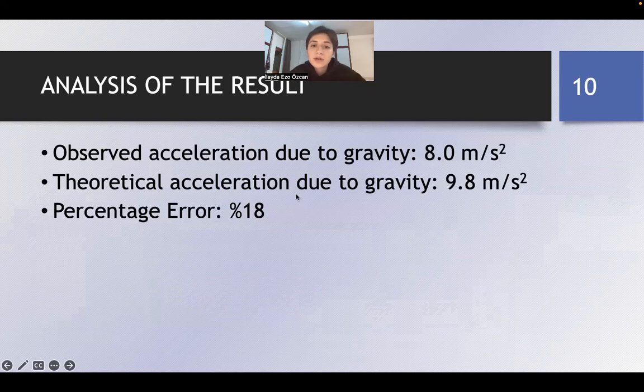However, the theoretical acceleration due to gravity is 9.8 meters per second squared. So there is an error, which is 18%.